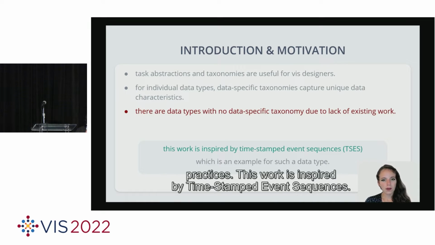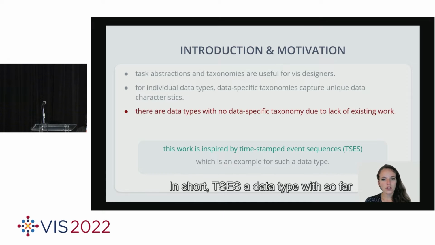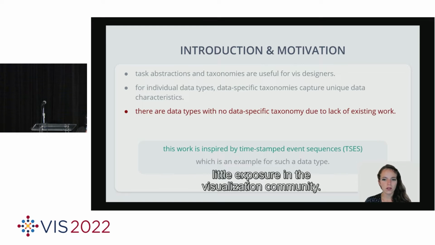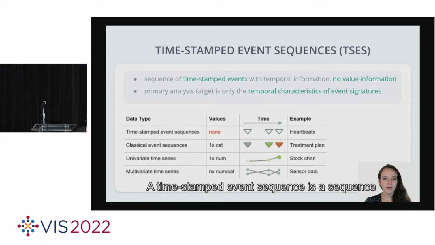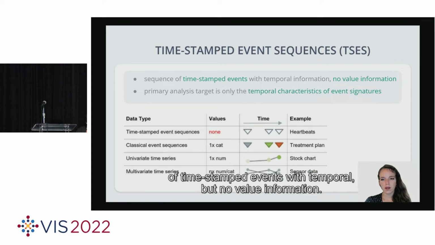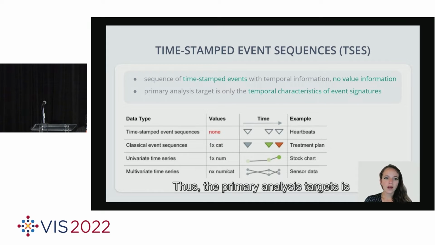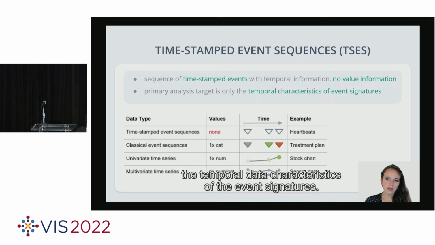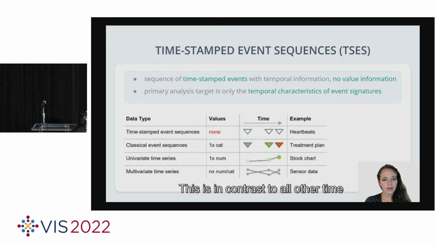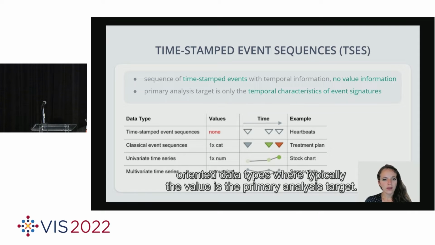This work is inspired by time-stamped event sequences, in short, TSES, a data type with so far little exposure in the visualization community. A time-stamped event sequence is a sequence of time-stamped events with temporal but no value information. Thus, the primary analysis target is the temporal data characteristics of the event sequences. This is in contrast to all other time-oriented data types where typically the value is the primary analysis target.